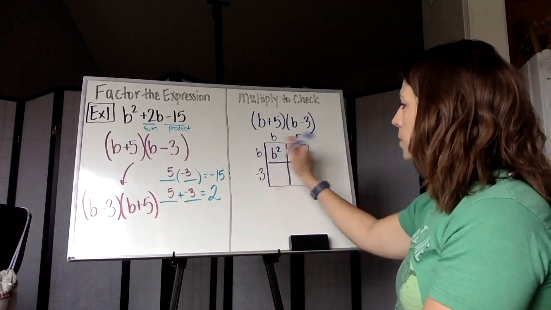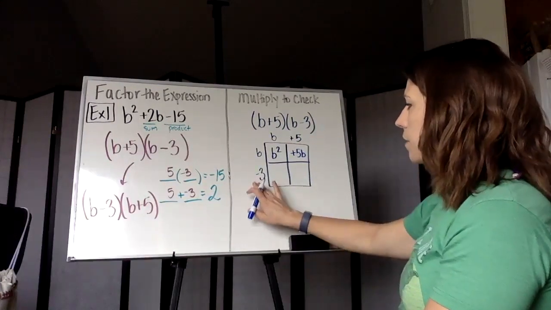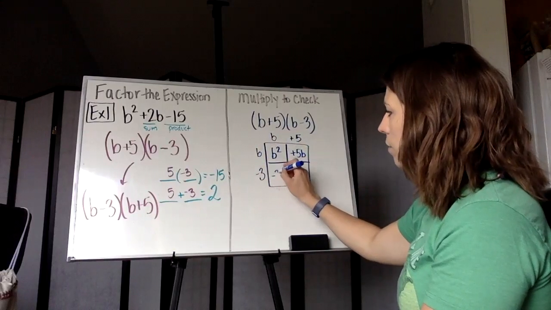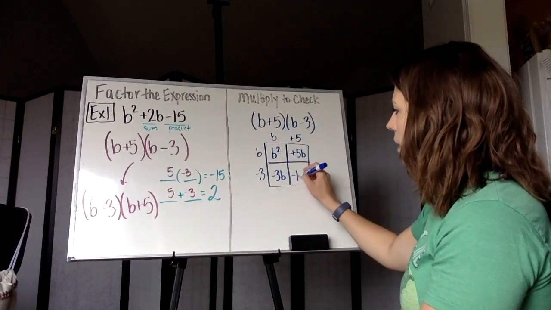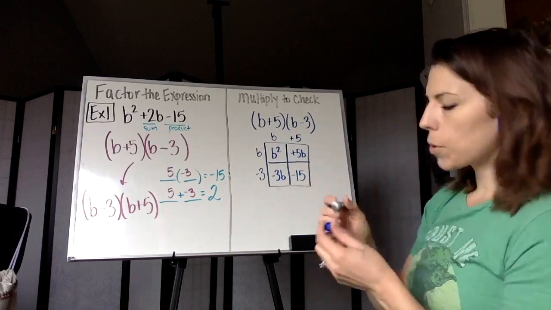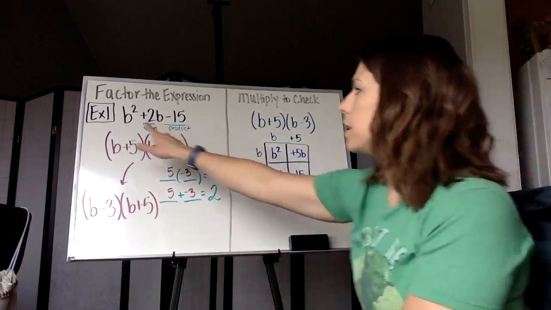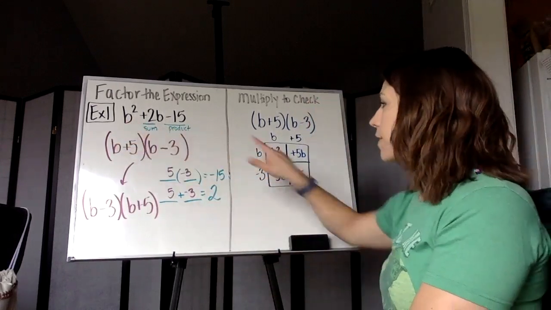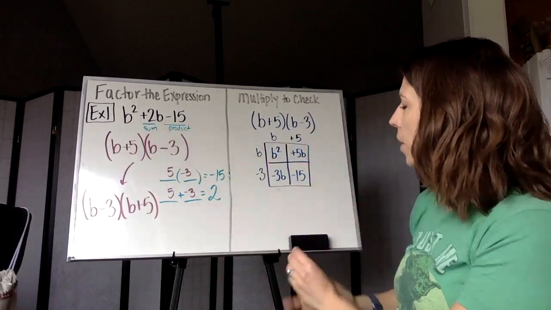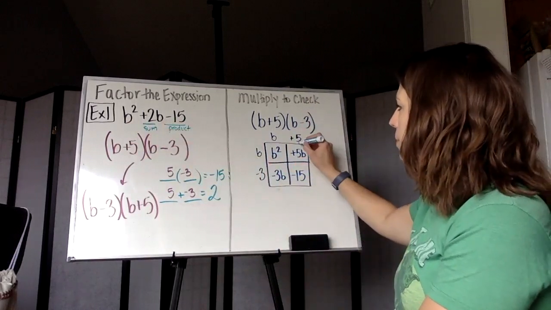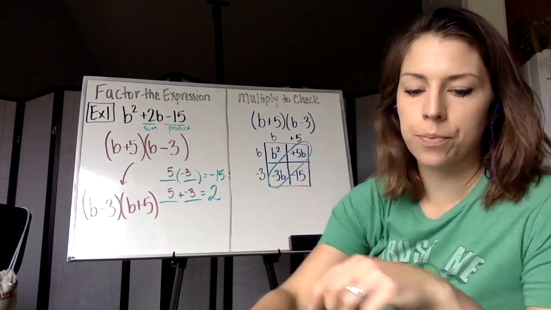Positive 5 times B is positive 5B. Negative 3 times B is negative 3B. And negative 3 times positive 5 is negative 15. So already what stands out to me is I see B squared and a negative 15, but I don't see a 2B. If you remember, that 2B comes from combining our like terms inside of the window.